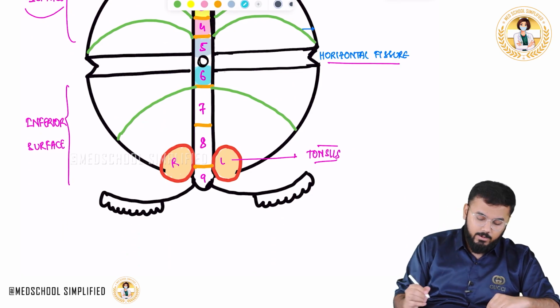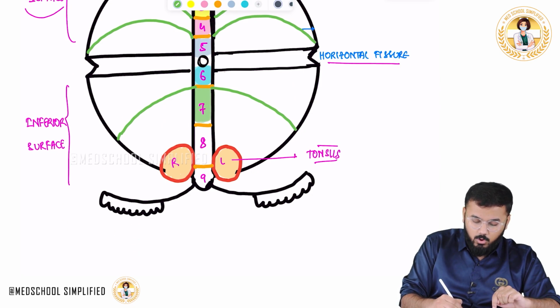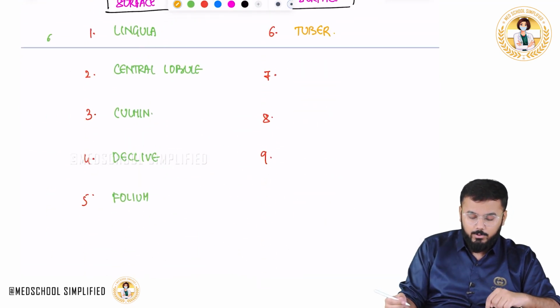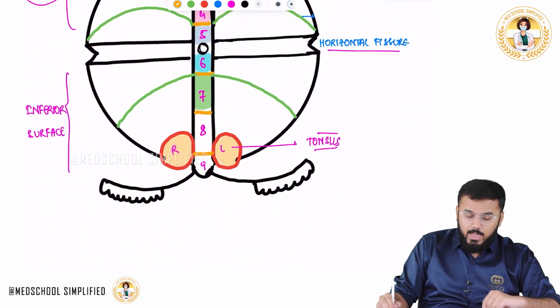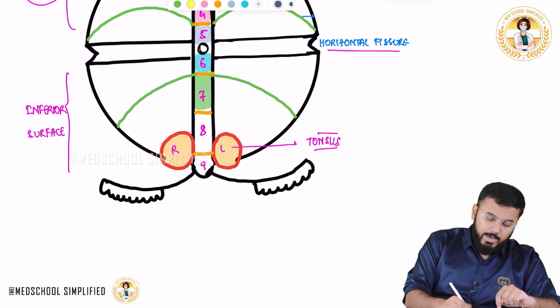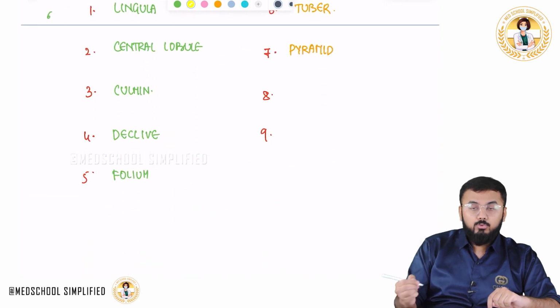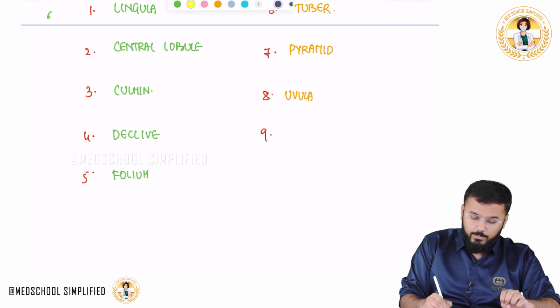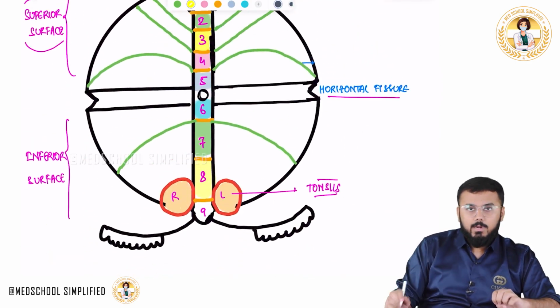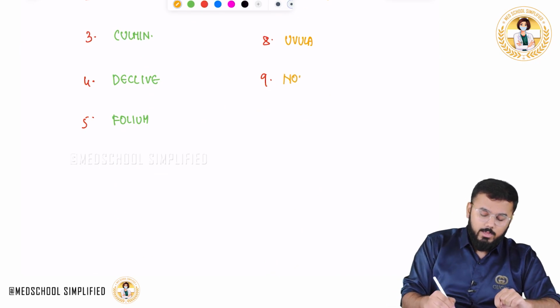Lobule number 7, this is your lobule number 7, right? Lobule number 7 is called pyramid. And finally, lobule number 8. Lobule number 8 is called uvula. What is lobule number 8 called? That is called uvula. And finally, lobule number 9 is called nodule. So lobule number 9 here is called your nodule.